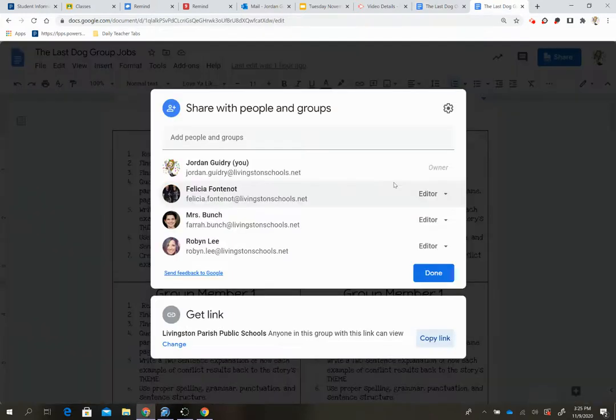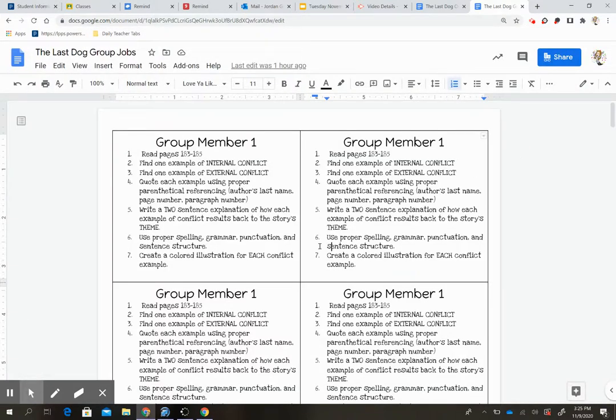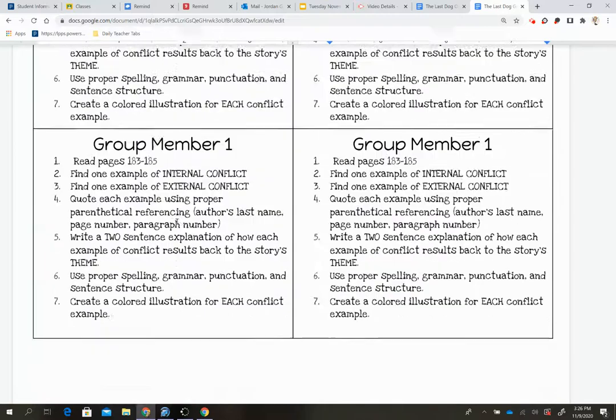So our students that are in class are also getting this nice little assignment. So it says group member number 1. What are they supposed to do? Read pages 183 through 185. Find one example of internal conflict, one example of external conflict. Quote it using proper parenthetical referencing, author's last name, page number, and paragraph number. Write a 2-sentence explanation of how each example of conflict relates back to the story's theme. Use proper spelling, grammar, punctuation, and sentence structure, and create a colored illustration for each conflict example.